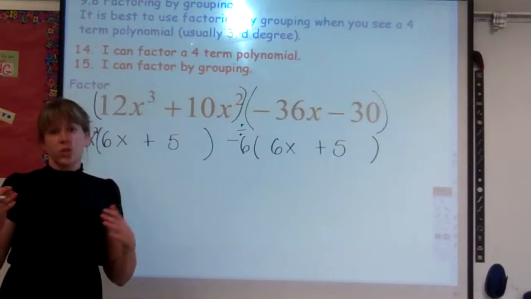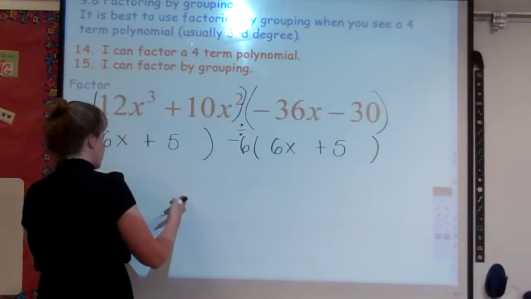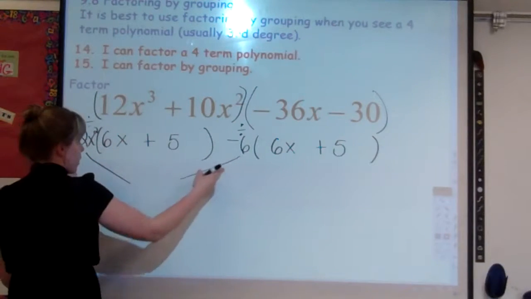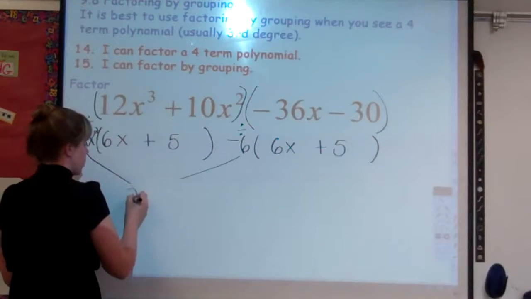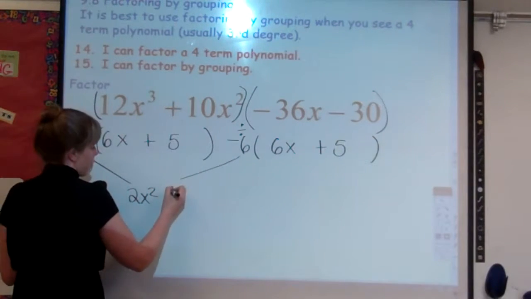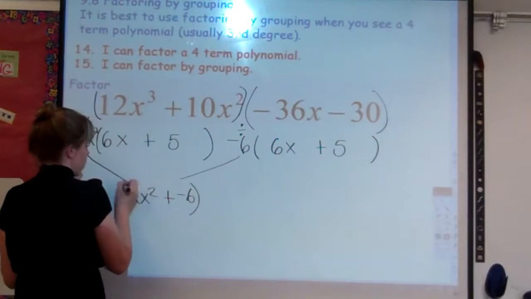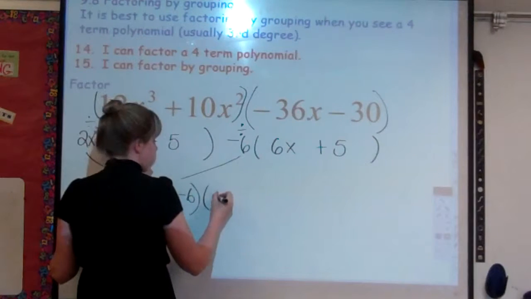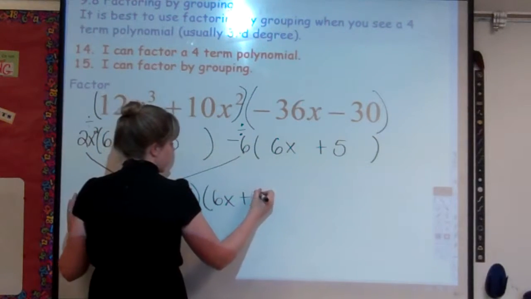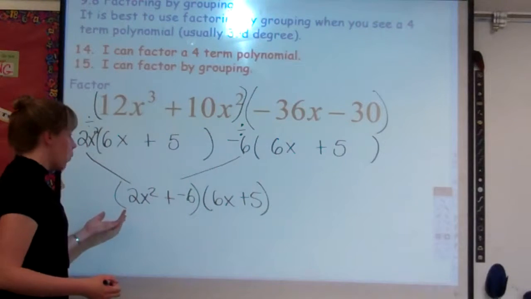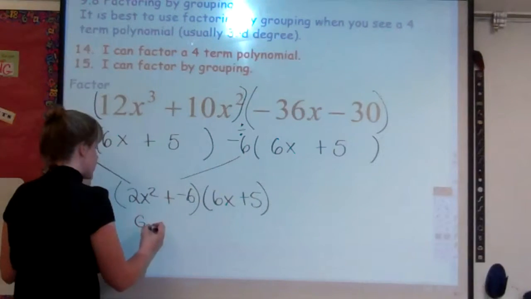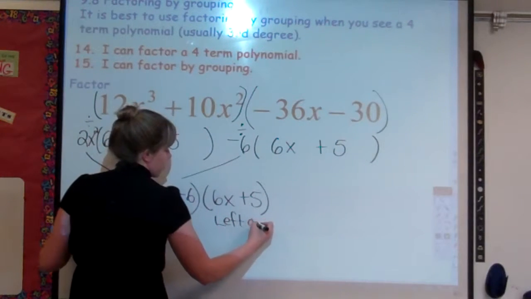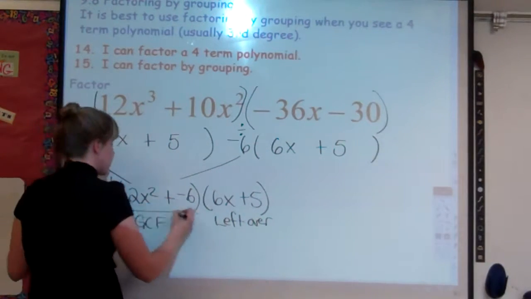So my last step, which is super easy, is to regroup what's going on here. I'm going to rewrite the 2x squared and this negative 6 together in one group, like so. And then I'm going to write my leftovers. And since they're the same, I only have to write it once. So I've got my greatest common factor group and my leftover group. And this right here is my final answer.